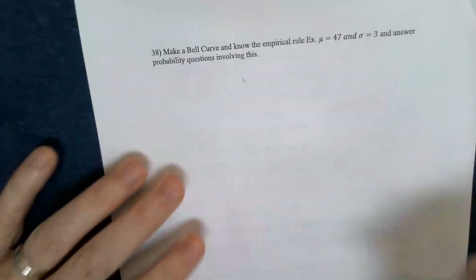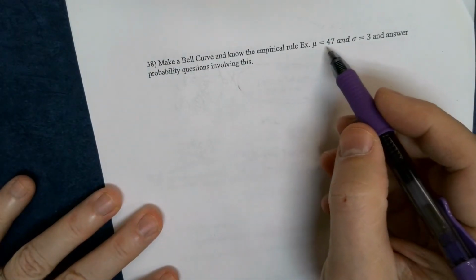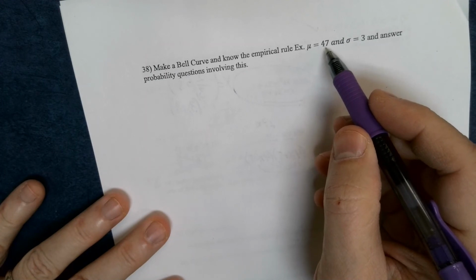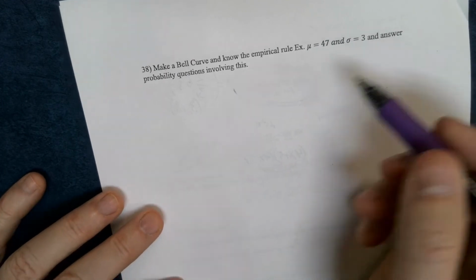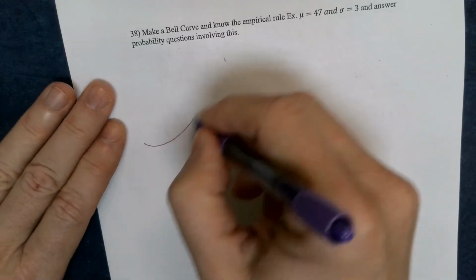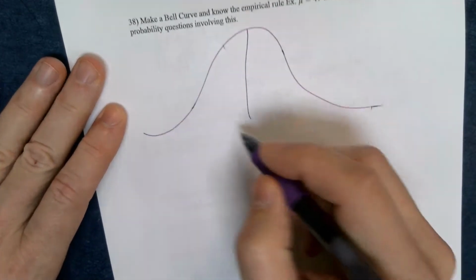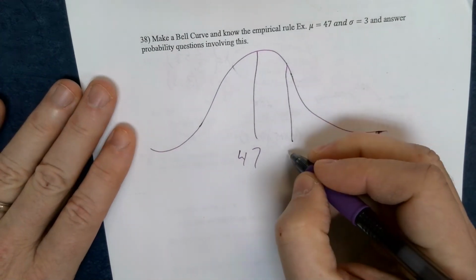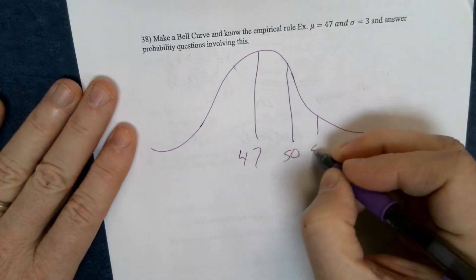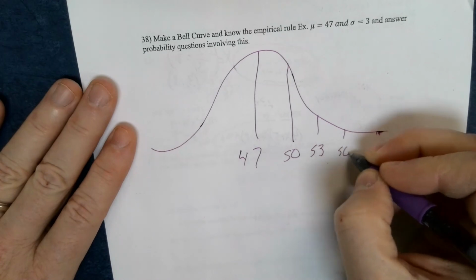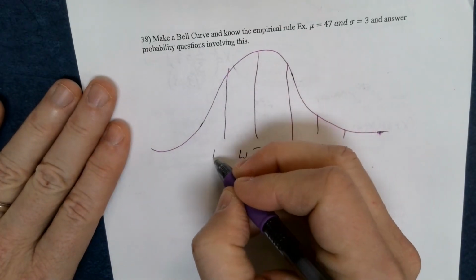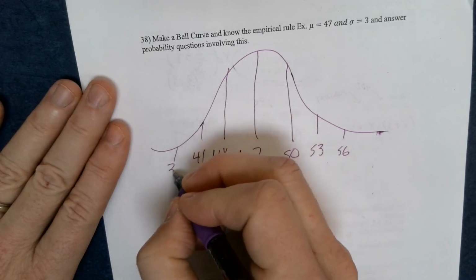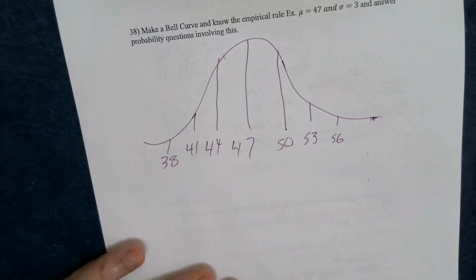The last thing that it says on here is make a bell curve and know the empirical rule. Example: the sample mean is 47 and the standard deviation is 3, and answer probability questions involving this. Again, you would drop this down, you would put a 47 here, and ask, what's one standard deviation up? That'd be 50, and that'd be 53, and that'd be 56, and this would be 44, and this would be 41, and this would be 38.